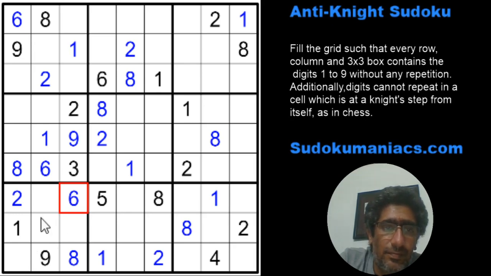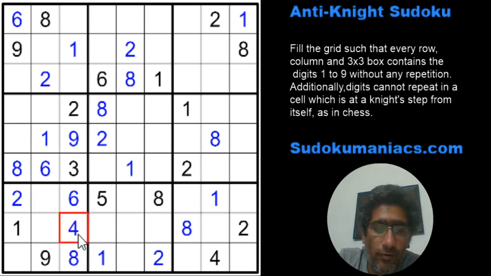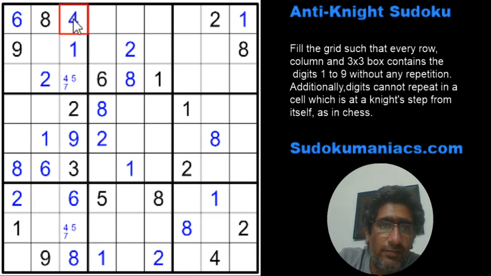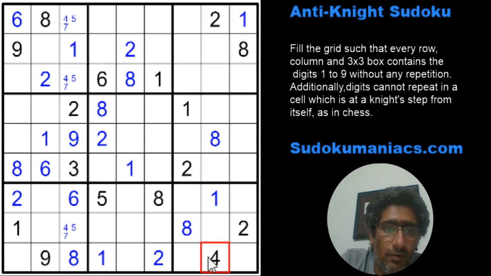Now, what is? 1, 2, 3. Okay, the missing digits in the column are 4, 5, 7. 4 cannot be here, cannot be here. 4 is here in these.